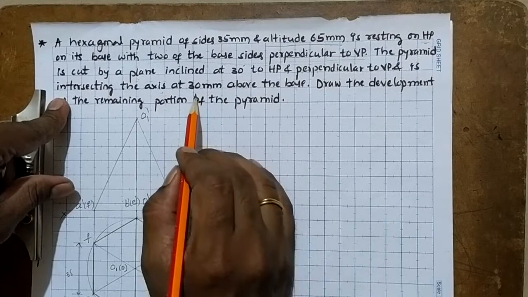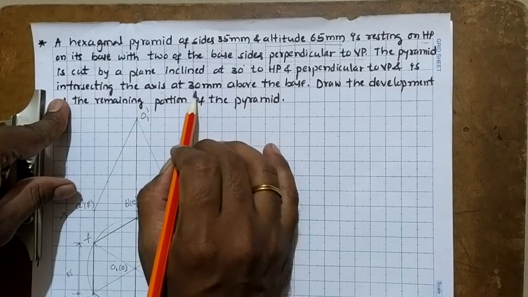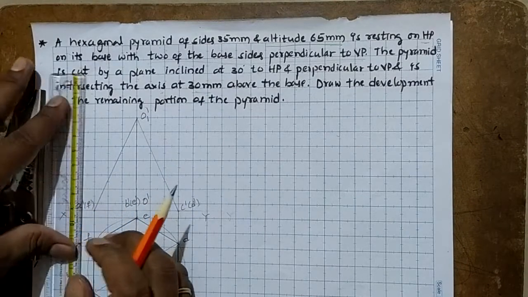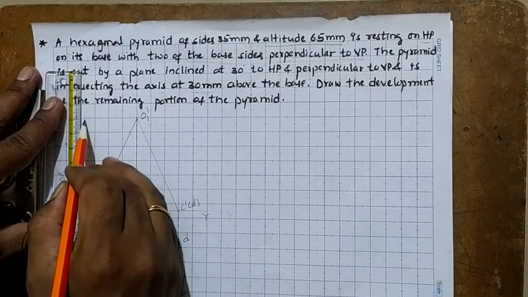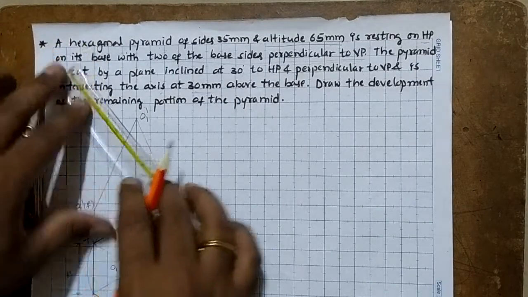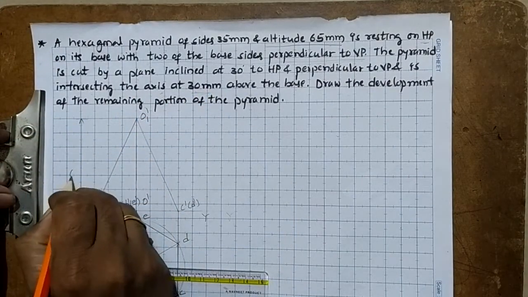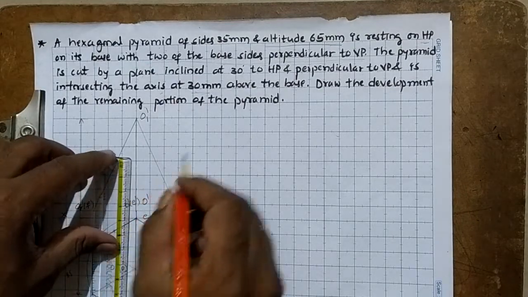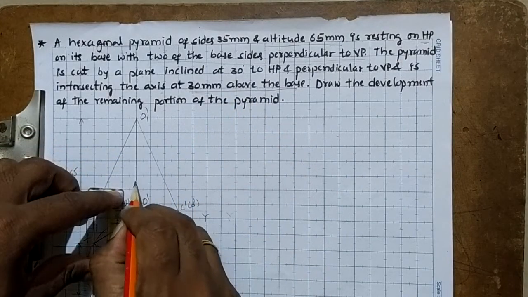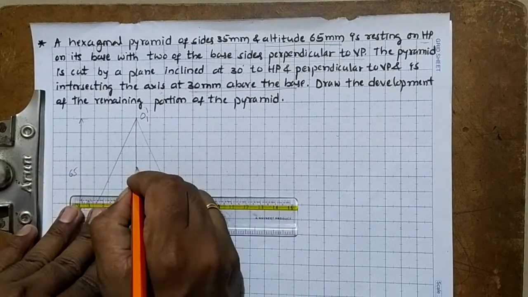First I want to mark the point on the axis which is 30 mm from the base. See, the total length of this axis is how much? 65. Then I want to mark the point on the axis from the base. From the base, how much? 30. 1, 2, 3. Mark the point 3.